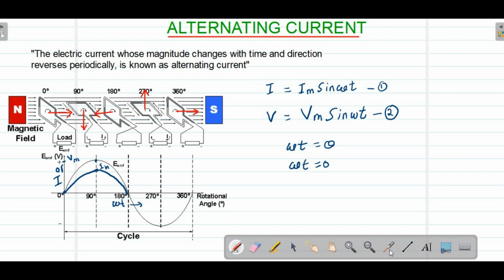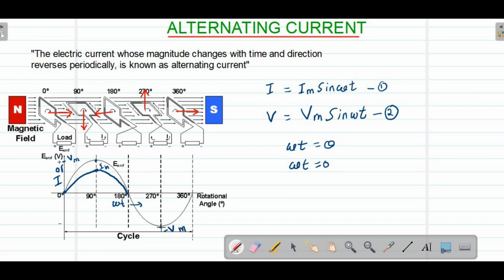Okay, now the next quarter rotation. From this point, again if it rotates this way, from the initial position till here will be 270 degrees, and that time again in equation 2, if I apply omega t equal to 270 degrees, sin 270 is minus 1, so V is equal to minus Vm. That time we can see the graph will go in the opposite direction. The voltage will increase gradually in the reverse direction and become the negative peak value. That is, at this point, the voltage value is minus Vm.